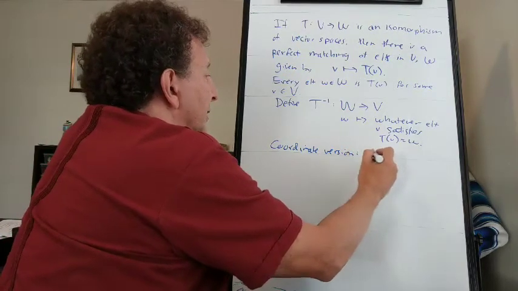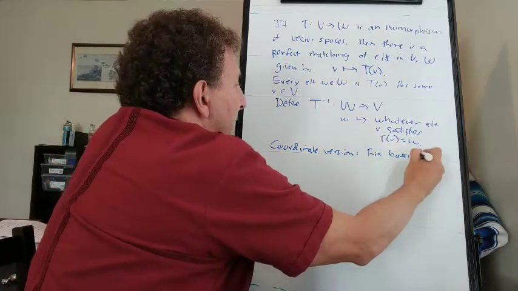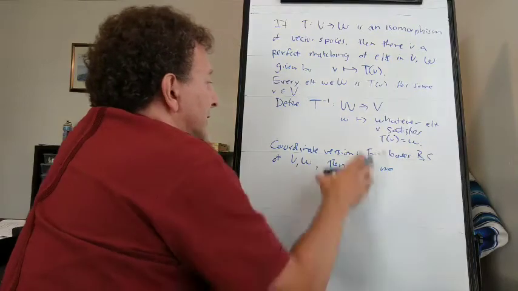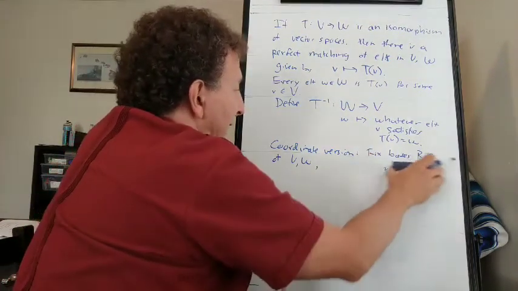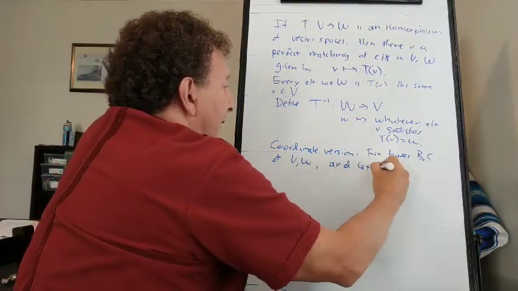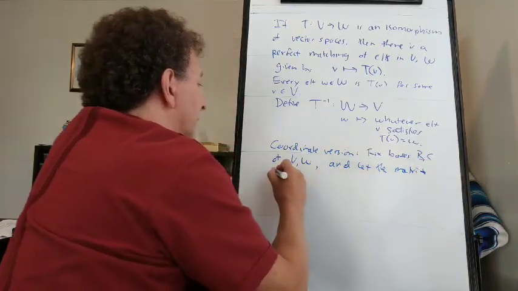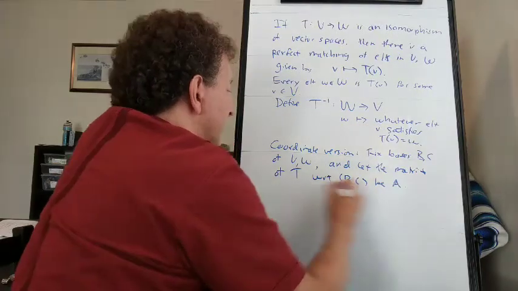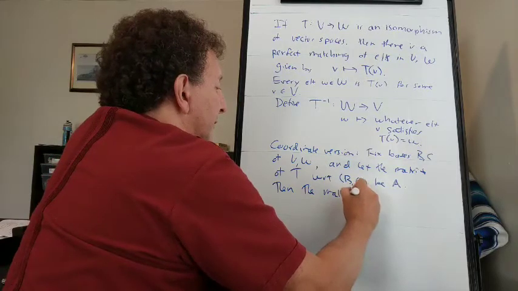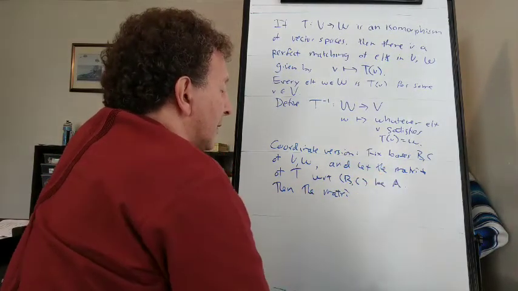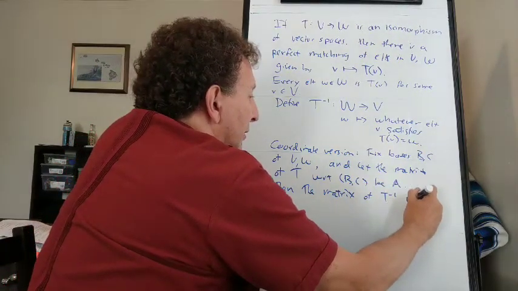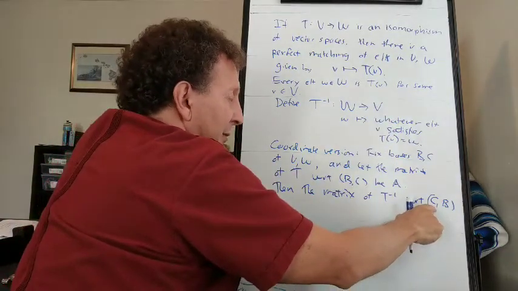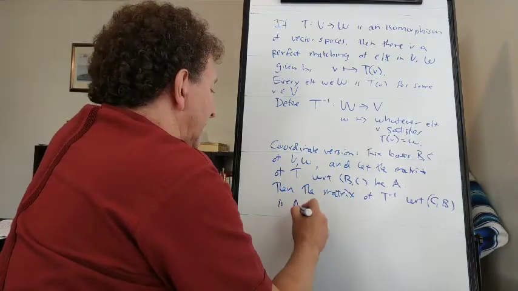The coordinate version of this is if we fix bases B and C of V and W, and let the matrix of T with respect to B and C be A. Then the matrix of T inverse with respect to C and B, now W is going to be the first space and V is going to be the second space, so we've got the second basis and first basis, is just A inverse.